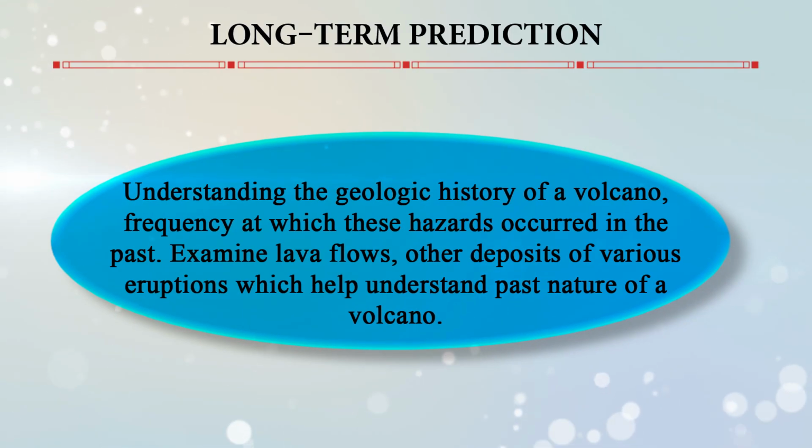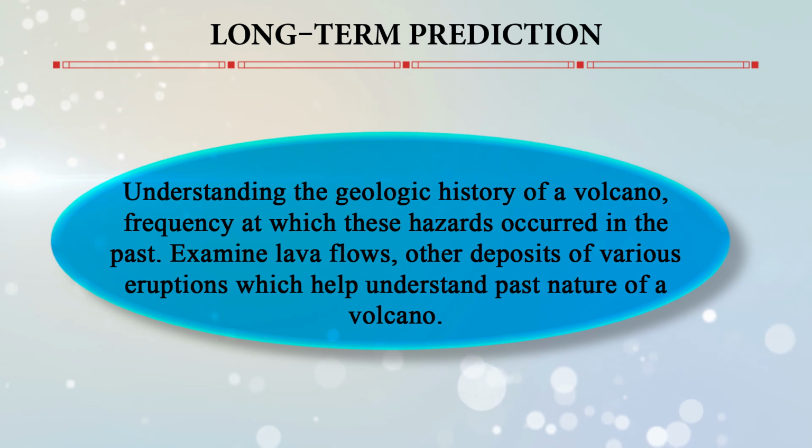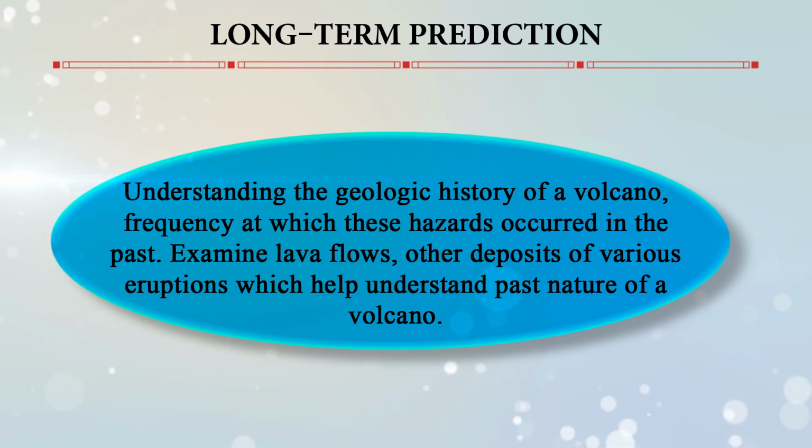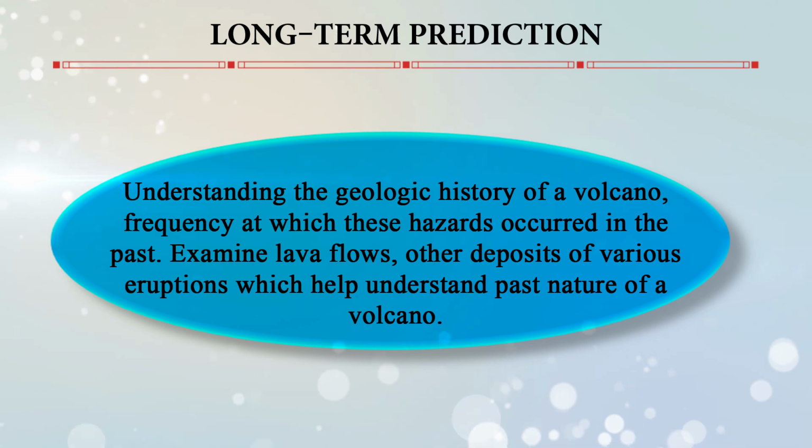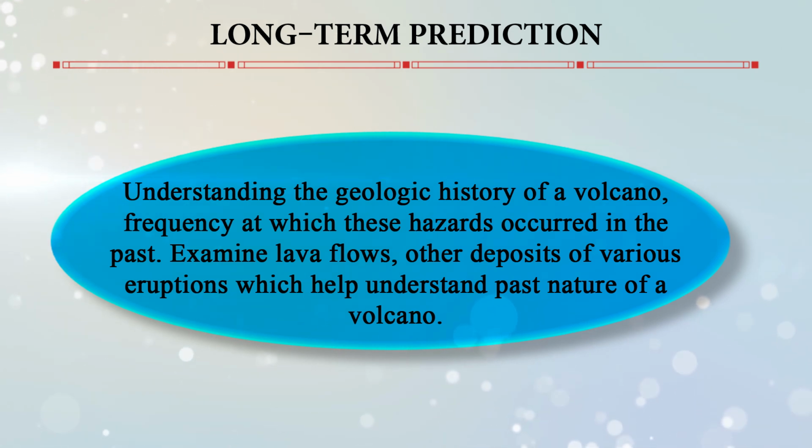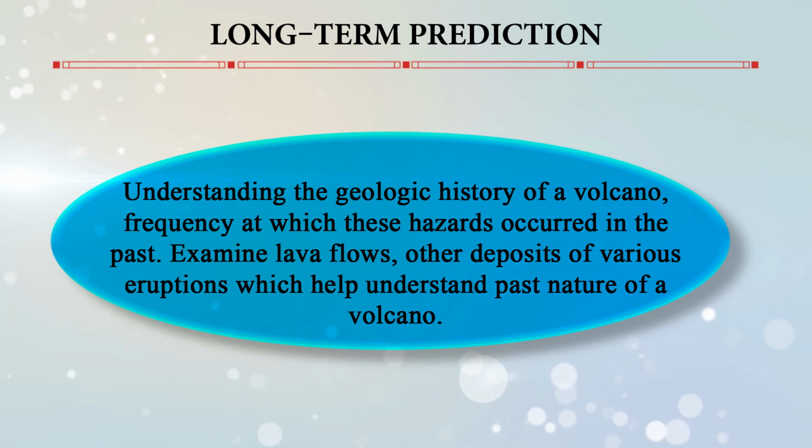Now, what are the long-term prediction methods? Long-term prediction methods mean we have to understand the geological history of a volcano and the frequency at which these hazards occurred in the past. You have to examine the lava flows and other deposits of various eruptions, which help understand the past nature of a volcano, and you can prepare a map showing vulnerable areas. Short-term predictions involve monitoring the volcano to determine when the magma is nearing the surface, and monitoring for precursor events that likely signal an eruption.